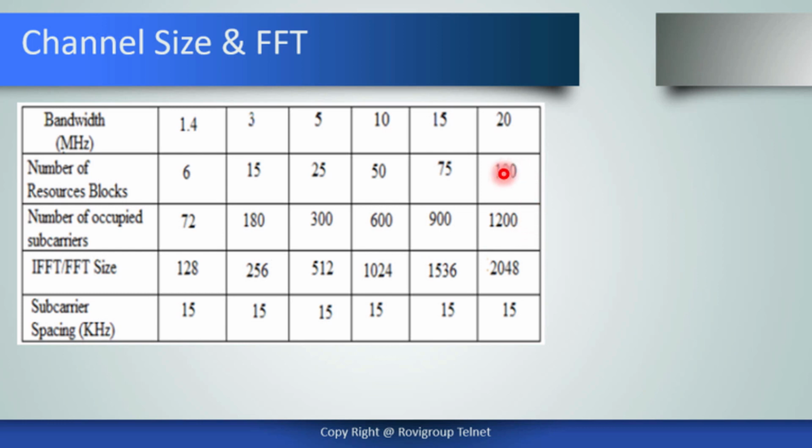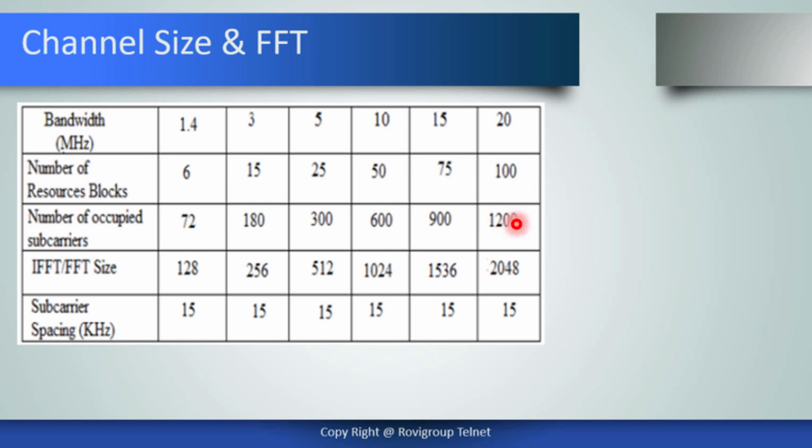This is actually calculated in a very simple way. For instance, you have 20 MHz, you change it to kilohertz. So you have 20,000 kilohertz. You just divide it by 15, you will get a number that would be greater than 1200. But what you need to do is that you also need a guard band around your LTE band so that it won't interfere with or get interfered with by adjacent frequencies. So the usable number of subcarriers that we have is 1200.